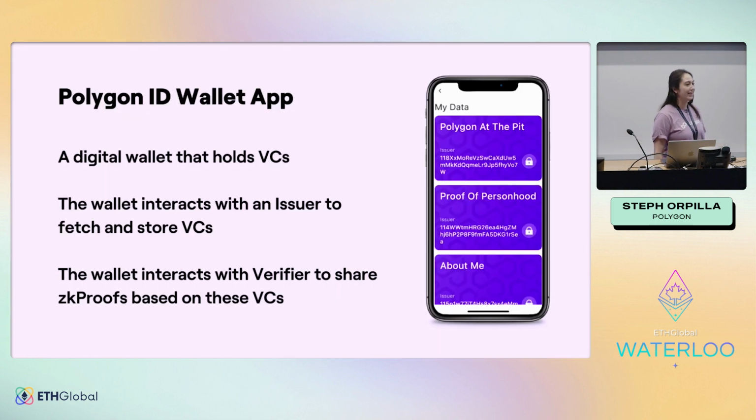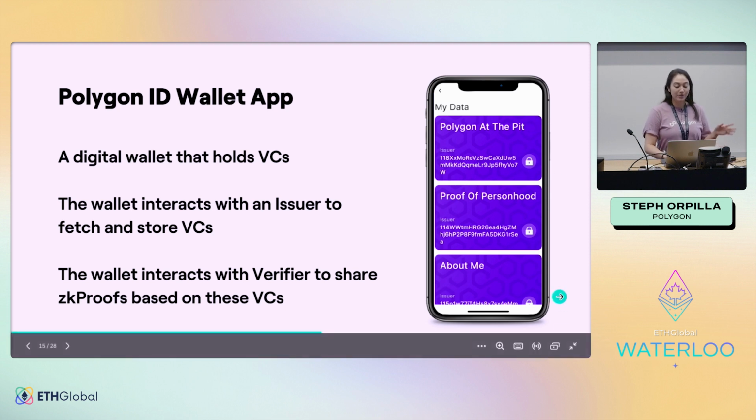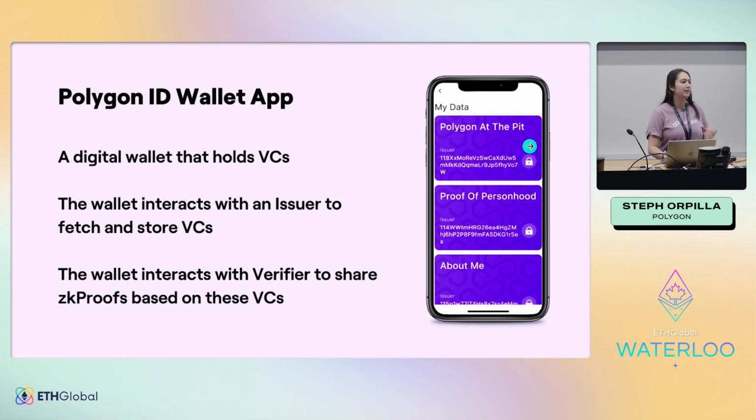So what does this look like in the Polygon world? It's not quite as fun as the Sorting Hat, unfortunately, but this is what your data looks like. So I have 3 different verifiable credentials in my Polygon ID wallet, which is a mobile app. The first is almost like an event ticket proving that I went to Polygon at the pit, which was an event. The next is an example of proof of personhood.